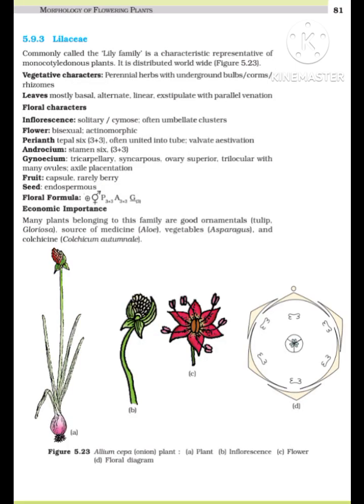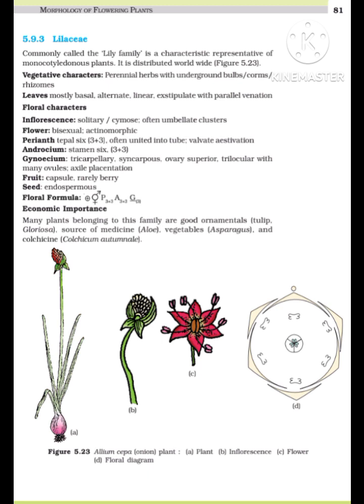5.9.3 Liliaceae, commonly called the lily family, is a characteristic representative of monocotyledonous plants. It is distributed worldwide. Figure 5.23. Vegetative characters: perennial herbs with underground bulbs, corms, or rhizomes. Leaves mostly basal, alternate, linear, exstipulate with parallel venation. Floral characters: inflorescence solitary or cymose, often umbellate clusters.